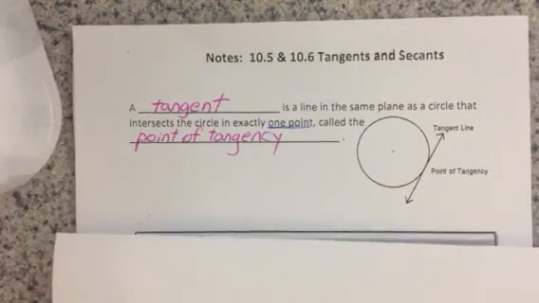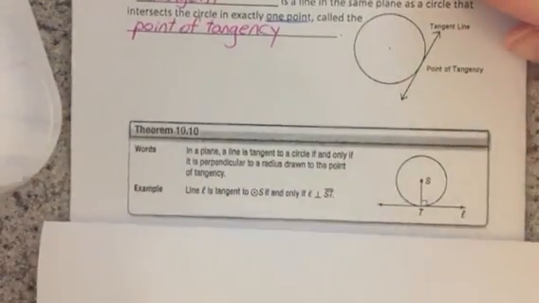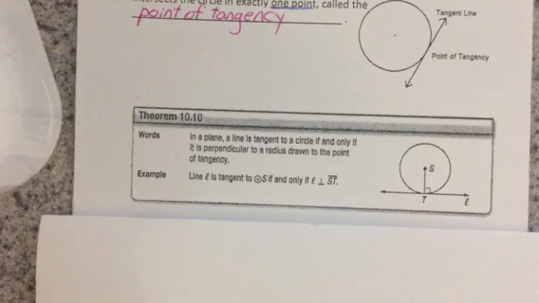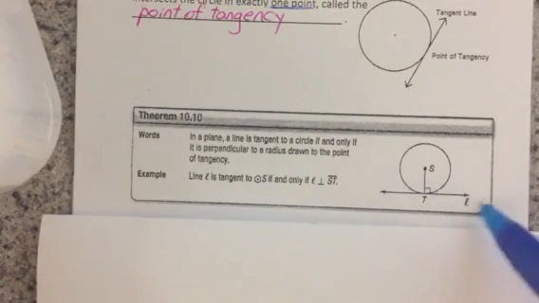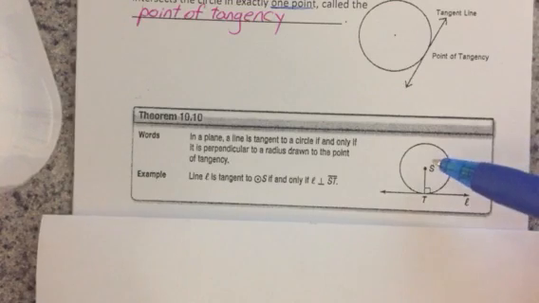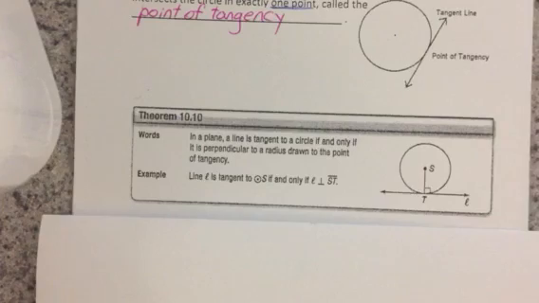All right, so we've got some theorems with tangent lines here. Let's look at our first one. This theorem says, in a plane, a line is tangent to a circle if and only if it is perpendicular to a radius drawn to the point of tangency. So it says in this picture, line L, our tangent line, is tangent to circle S if and only if it is perpendicular to this radius, ST.